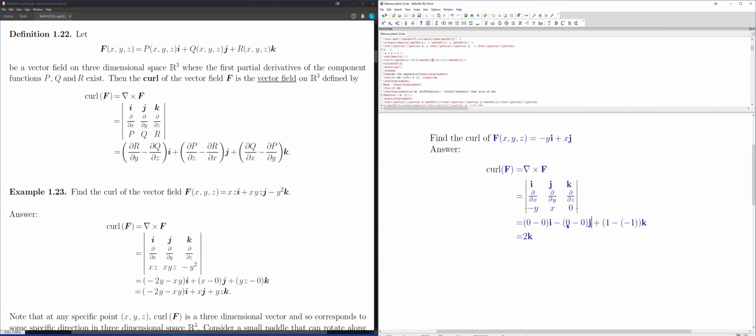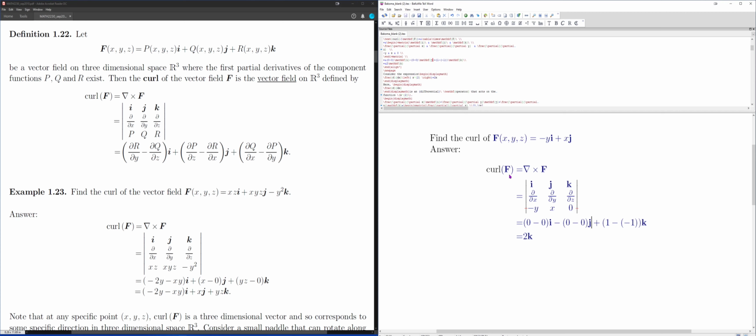And you'll get this 0 over here. And you differentiate the minus y with respect to z, you get a 0 over here, and then you get 0 minus 0, right? So your j component is equal to 0. And finally, to get the k component, we differentiate the x with respect to x, and that gives me 1. And then differentiate the minus y with respect to y, and that gives me minus 1. So I have minus minus 1, and that gives me 2k.